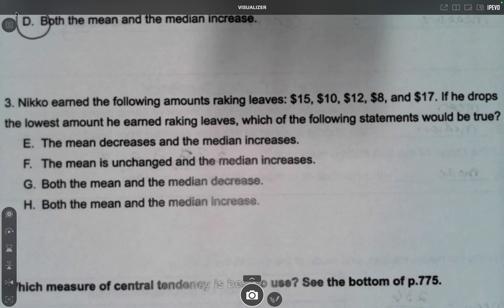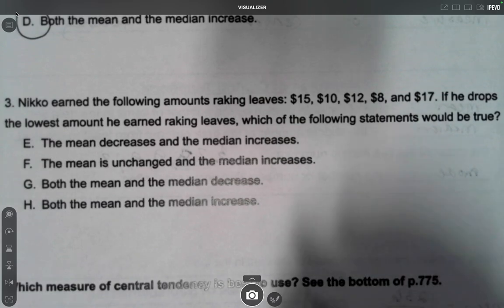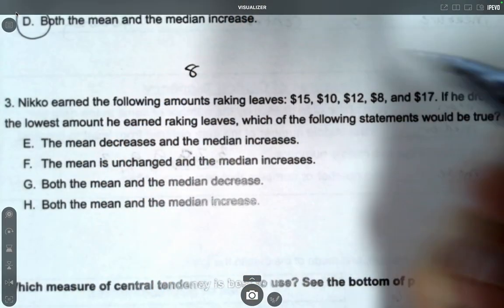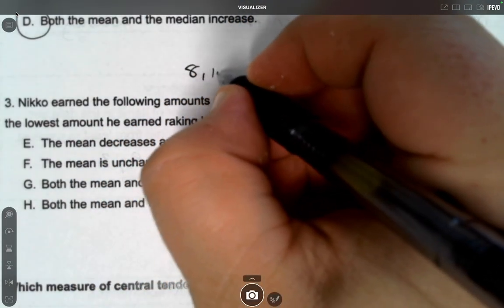Okay, Nico earned the following amounts raking leaves. If he drops the lowest amount he earned raking leaves, which of the following statements would be true? So let's follow the same pattern. Let's start by putting these in order, all 5 of them, when we're including all of them, which he was at first.